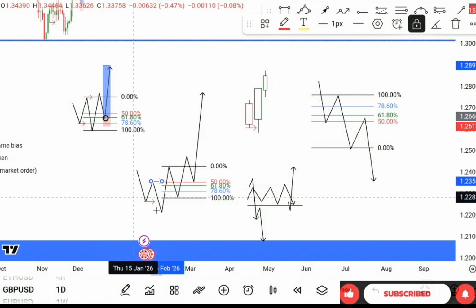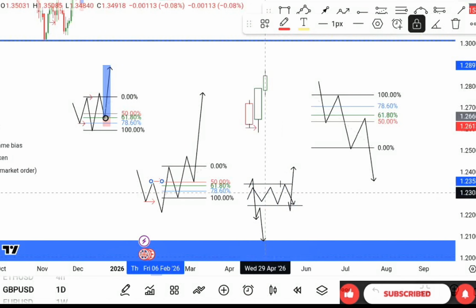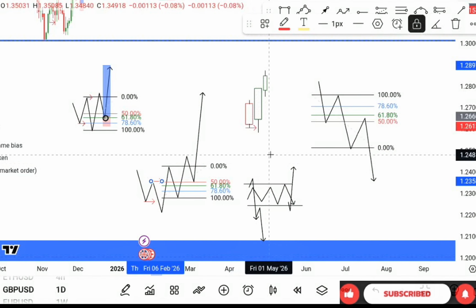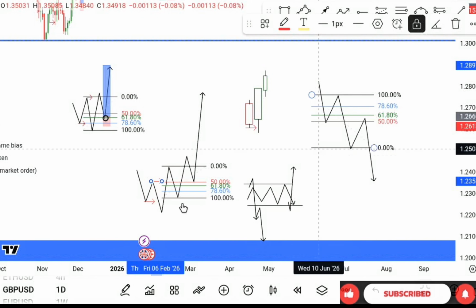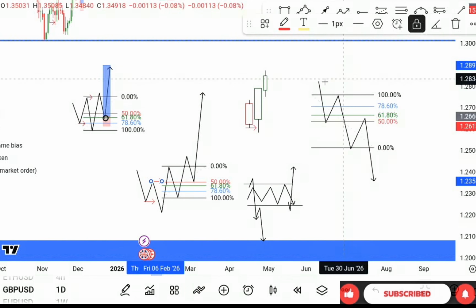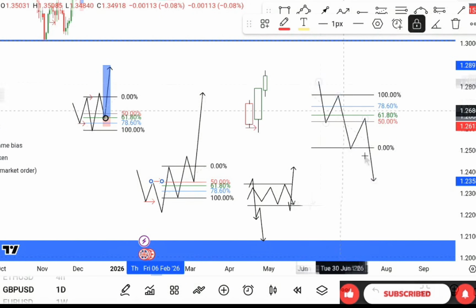I've already said, number one, look for: are we manipulating, are we consolidating? Check it. Number one, know your buyers. Are we making higher highs or are we making higher lows?